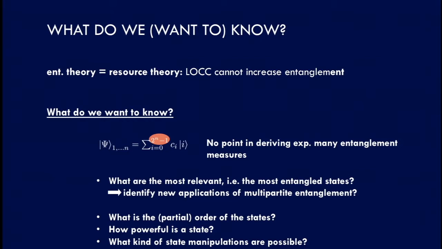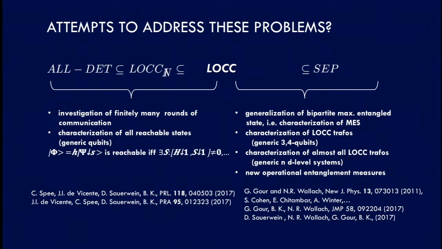So what is the most entangled state? Can we identify some new applications for multipartite entanglement? What is the partial order of the states? And what kind of state manipulations are actually possible? Okay, so I think that already from this fact that we have exponentially many parameters, which implies that you need exponentially many entanglement measures, it is very good to put physics into this context and somehow admit that even knowing this will probably not be very helpful for what we want to do, especially if you have large systems. Okay, so now, how can we address this problem? So how can we identify the most entangled states, the optimal resource, or the maximally entangled states? How can we identify the possible LOCC transformations?